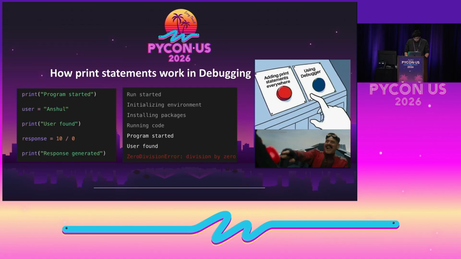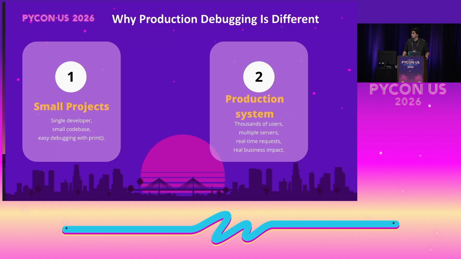Now, this is quite easy, it's reliable, and it's quick. But these are only used in small systems, because in small projects there is only a single developer and a small code base, and it is easy to debug with print statements. Now, when it comes to production systems, they have multiple users, multiple servers, multiple requests, and real money is involved. Here, your failure matters. For example, small projects can be anything like a student attendance tracker system, which has only a few users at the same time.